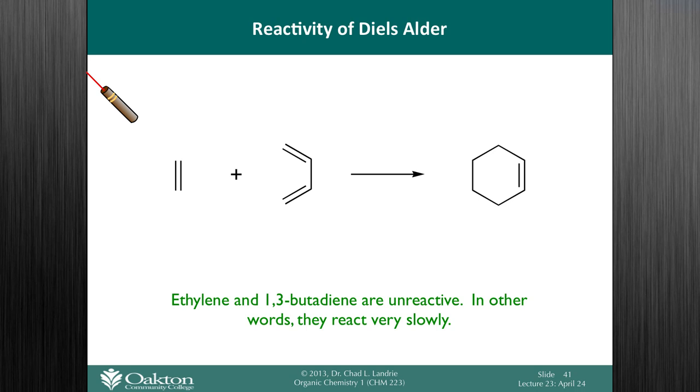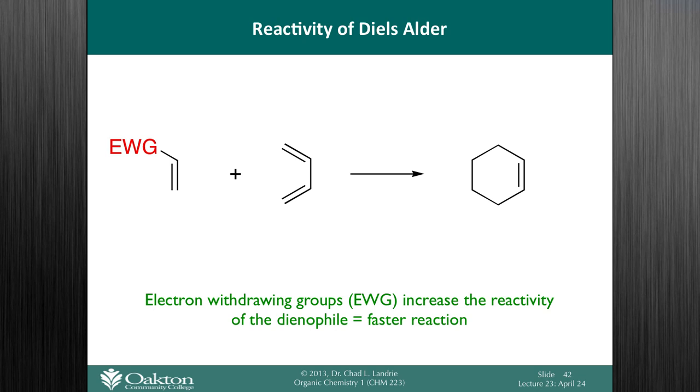Interestingly enough, if we just reacted ethylene here with 1,3-butadiene, no reaction would take place under normal circumstances. This Diels-Alder reaction is too slow. We need to find some way to increase the reactivity of either the diene or the dienophile, the alkene. This is typically done by adding electron withdrawing groups to the dienophile. Examples of electron withdrawing groups are pi systems, like carbonyl groups.